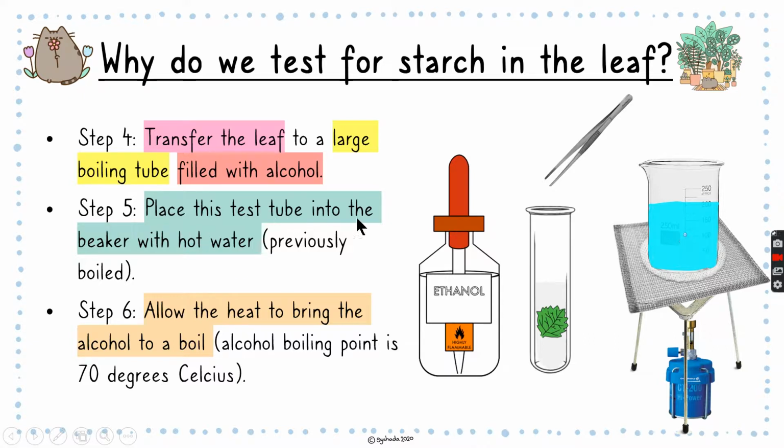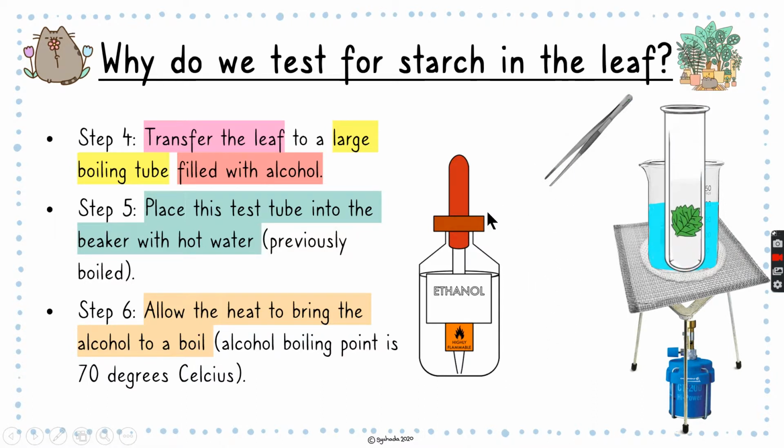After that, you put this test tube back into the hot water and allow the heat to bring the alcohol to a boil. Remember that we switched off the heat. It's because alcohol boils at 70 degrees Celsius, whereas water boils at 100. So once you did all the transferring, the temperature would actually go down, even down to 70, and the alcohol will actually boil already.